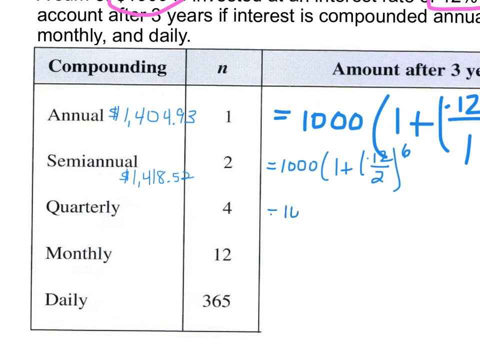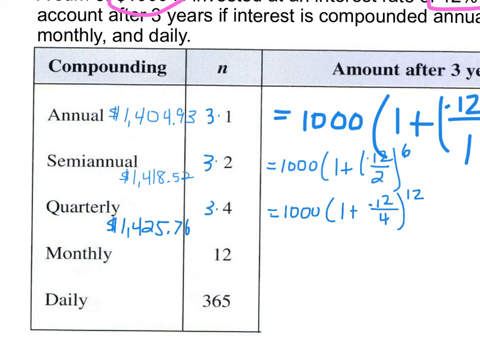Now, quarterly, I still plug in 1,000. And then I have 1 plus 0.12. What's my N this time? Quarterly, 4. And then I'm going to raise that to the N times T. Well, in this case, I have 3 times 4, which is 12. So raise it to the 12th power. So let's try it in our calculators. 1,000, parenthesis, 1 plus, parenthesis, 0.12 divided by 4, parenthesis, parenthesis, raise that to the 12th power. $1,425.76.